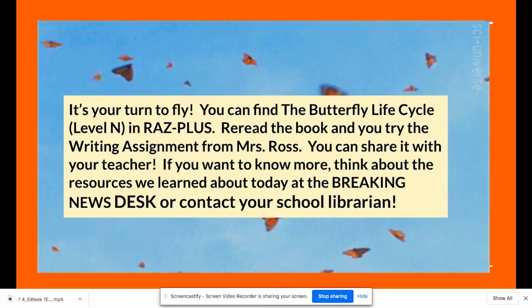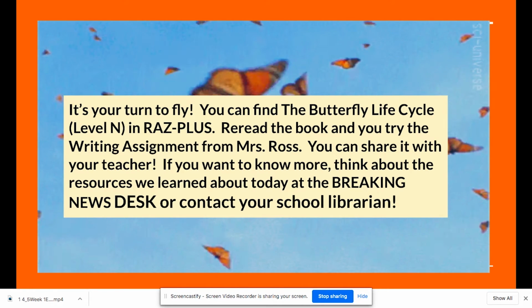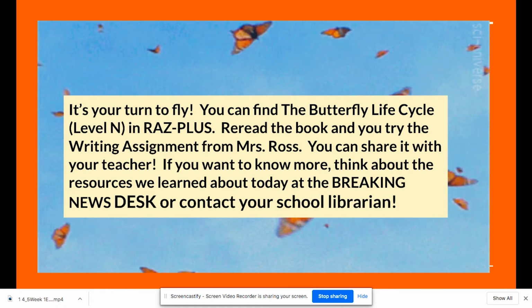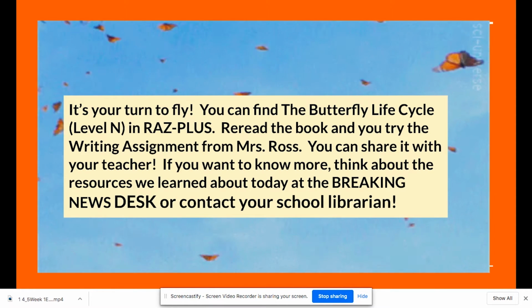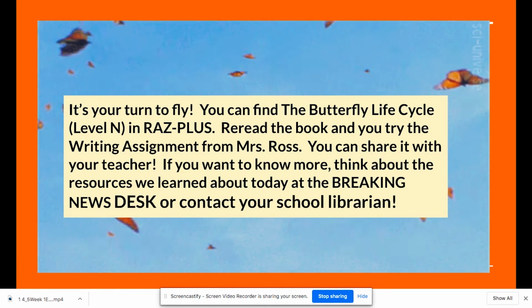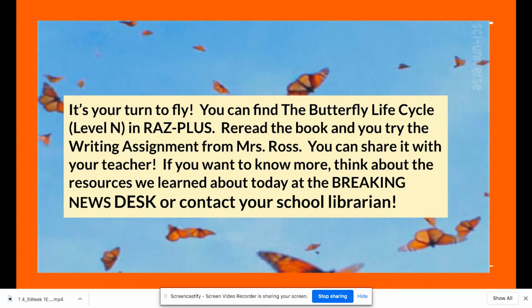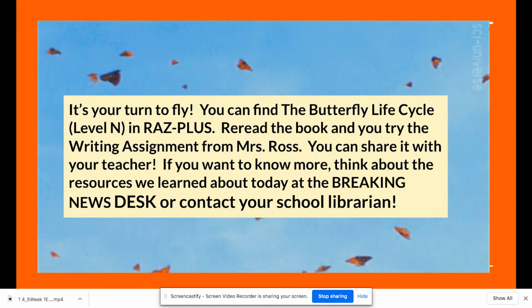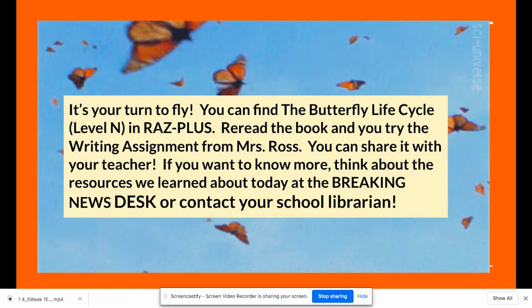Now it's your turn to fly. You can find the Butterfly Life Cycle Level N in Raz Plus. Reread the book, and you try the writing assignment from Mrs. Ross. You can share it with your teacher. If you want to know more, think about the resources we learned about today at the Breaking News Desk or contact your school librarian.